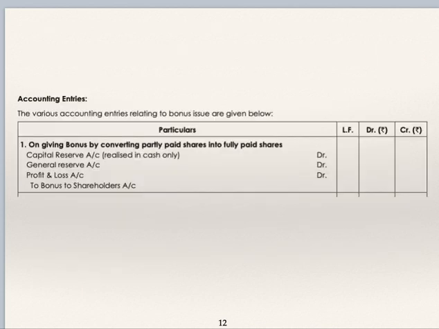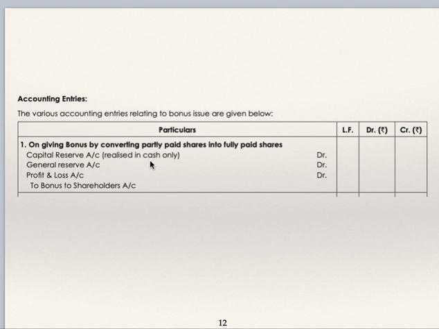Now we'll see accounting journal entries on giving bonus by converting partly paid shares into fully paid. Some part of a call is shown as paid by the company without shareholders paying it. That is known as converting partly paid shares into fully paid.